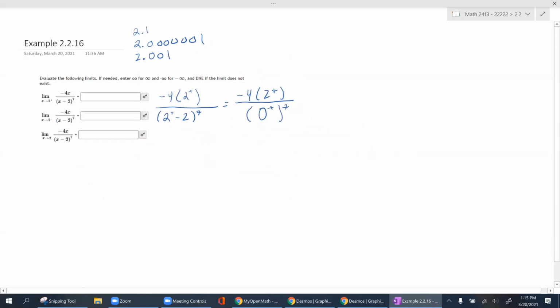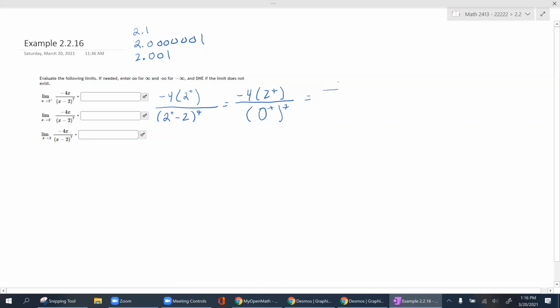On the top, I'm just going to leave it like that. That's just going to be negative 4 times positive 2. Because remember, whenever you're doing these, you're not worried about the actual numbers. You're worried about whether it's a 0 or not a 0, and more specifically about the sign. The sign is what matters. That's the most important part here. On the top, you have a negative number multiplied by a positive number. What's going to be on top? A negative number, all right?